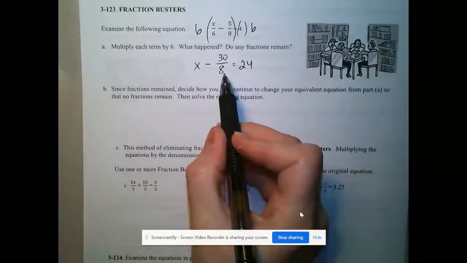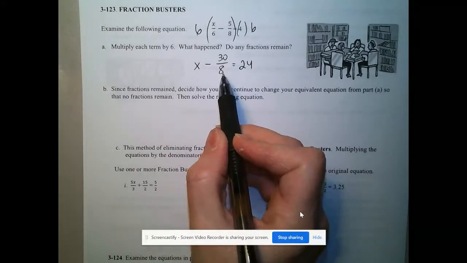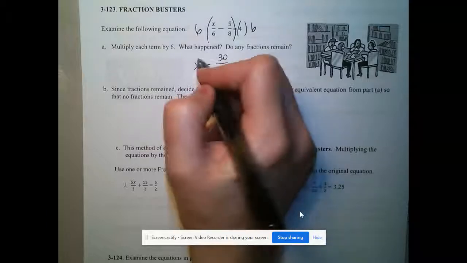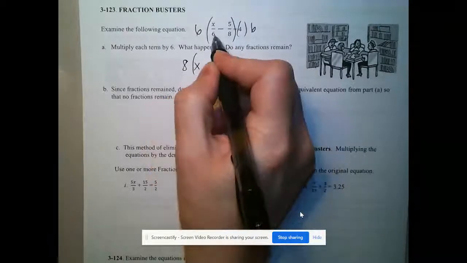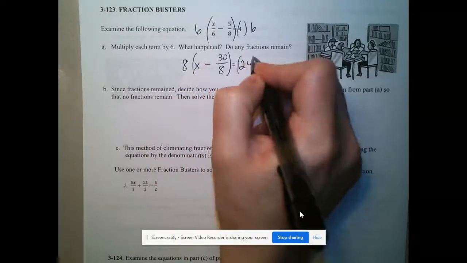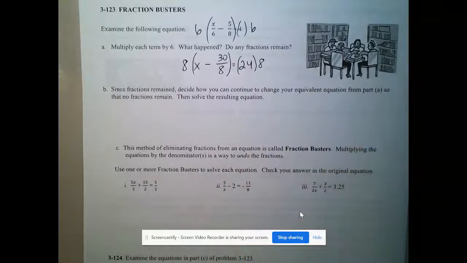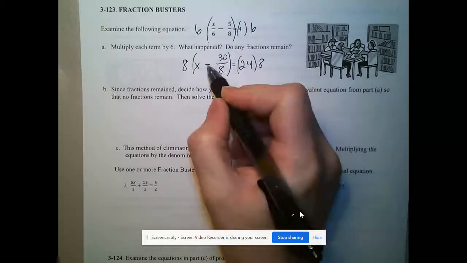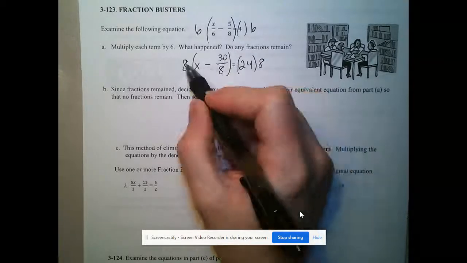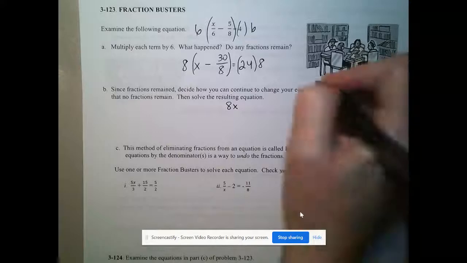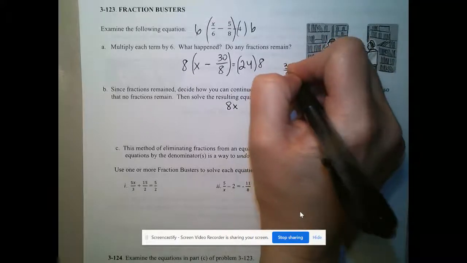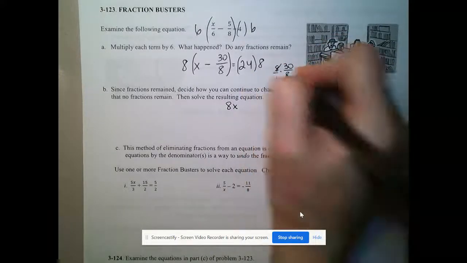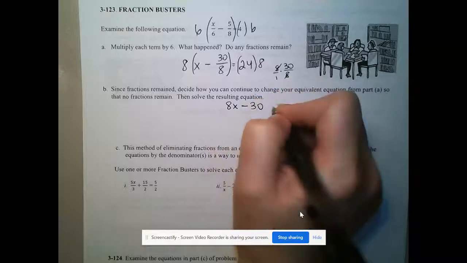And now you're like, so Miss Fraser, we still have a fraction. It didn't do what you said. No, but if I want to get rid of that 8, I can do this step again. The first time it got rid of the 6. If this time we multiply both sides by 8, we might be able to get rid of that 8 in the denominator. 8 times x is 8x minus 8 times 30 over 8. This time the 8s would cancel, right? 30 over 8 times an 8 over 1. You would only have minus 30.